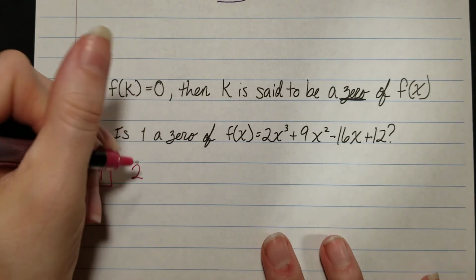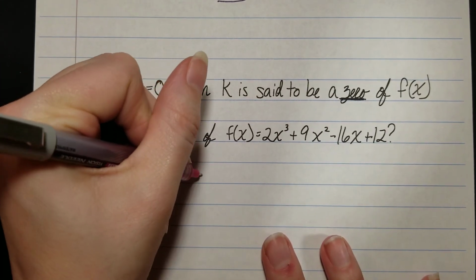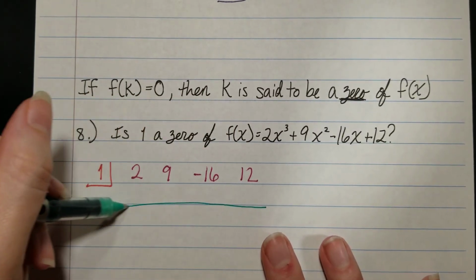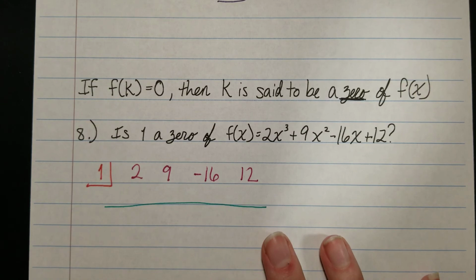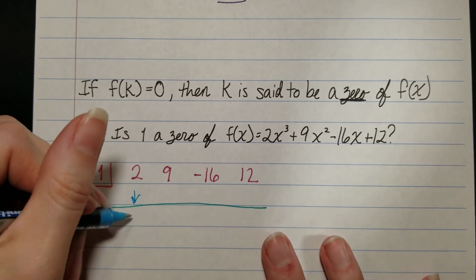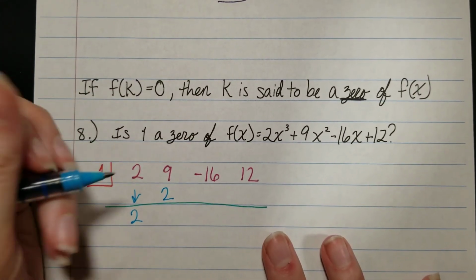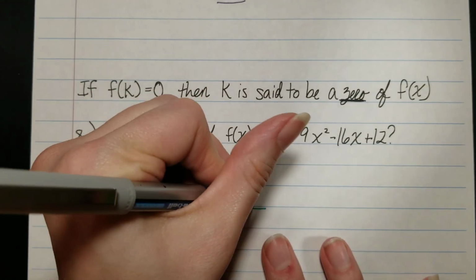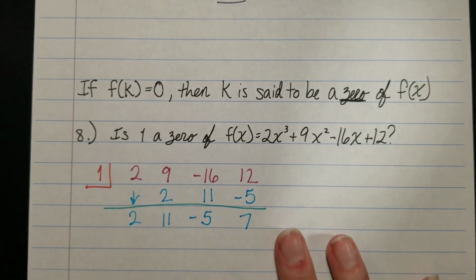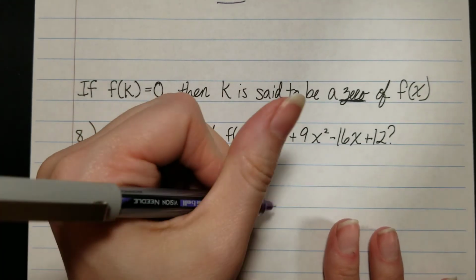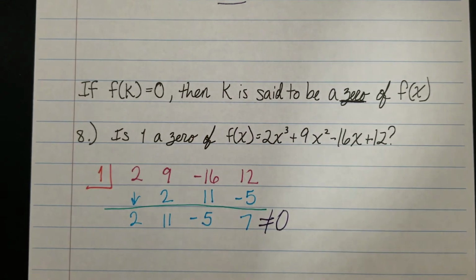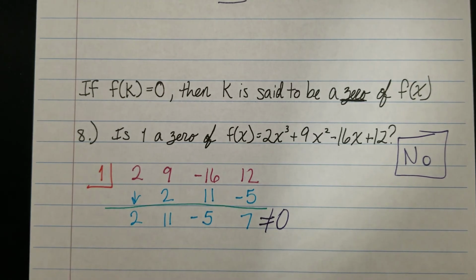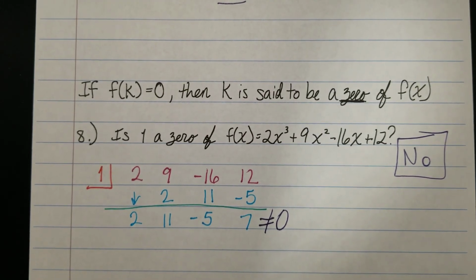So the coefficients are 2, 9, negative 16, 12. Alrighty, so the remainder is 7, which is not equal to 0. Therefore, the answer to their question is no. 1 is not a 0 of that polynomial.